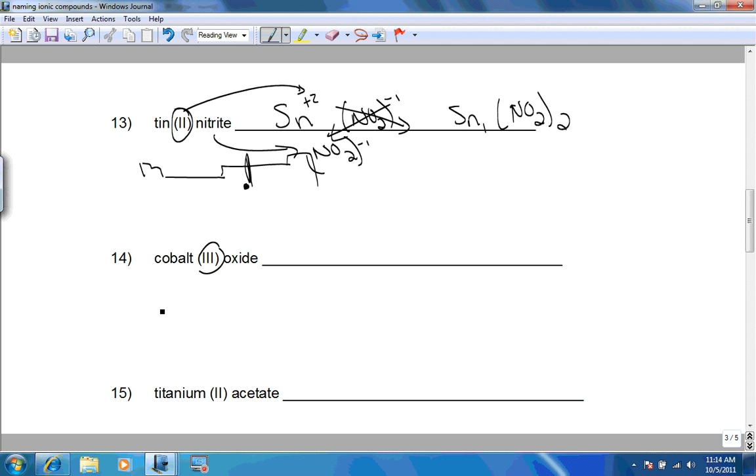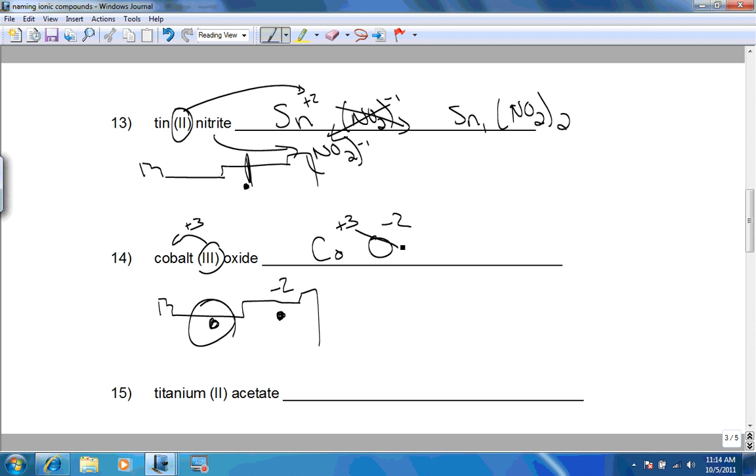Cobalt 3 oxide. Cobalt is right here on the periodic table. That 3 means it's a +3 charge because you can't determine its charge just by looking at the periodic table. Oxygen is right here. Oxide is oxygen with a charge, and that's a -2 because of what row it's in. So Co is a +3 because of the Roman numeral. Oxide is oxygen with a -2 because of what row it's in. We're going to crisscross it and it becomes Co2O3.